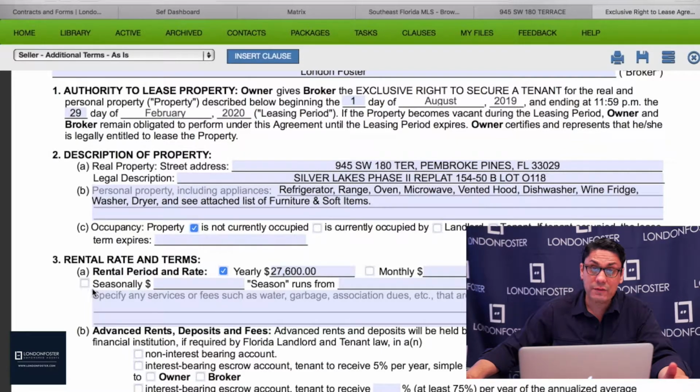Here you can also write if it's a seasonal rental, and you can specify if there's any additional fees or any additional services that are going to be paid for by the tenant, be it water, garbage, association dues that are not... I'm sorry. Cut.